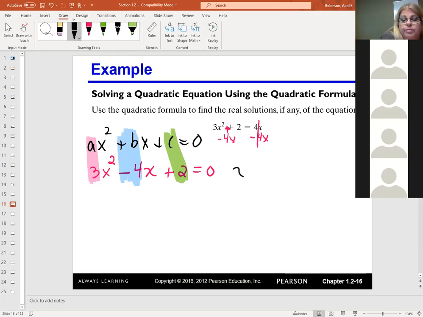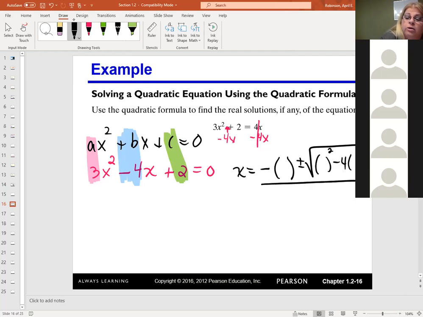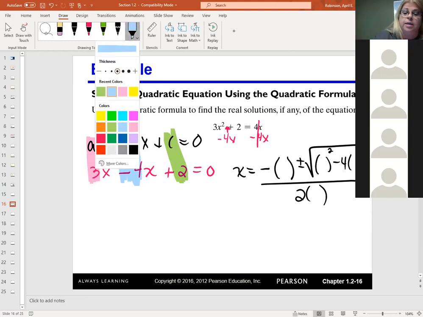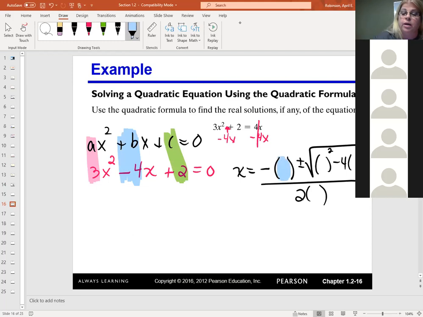And I'm just going to show it's negative B plus or minus the square root of B squared minus 4 times A times C all over 2 times A. And then there's only one C. It was right here. And then my B's were here and here.